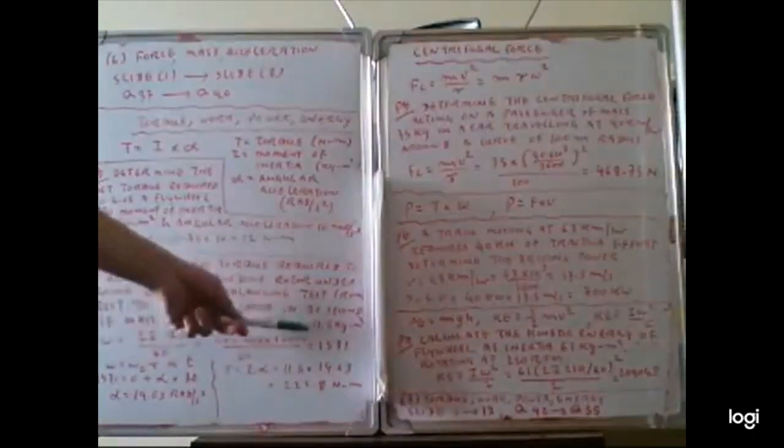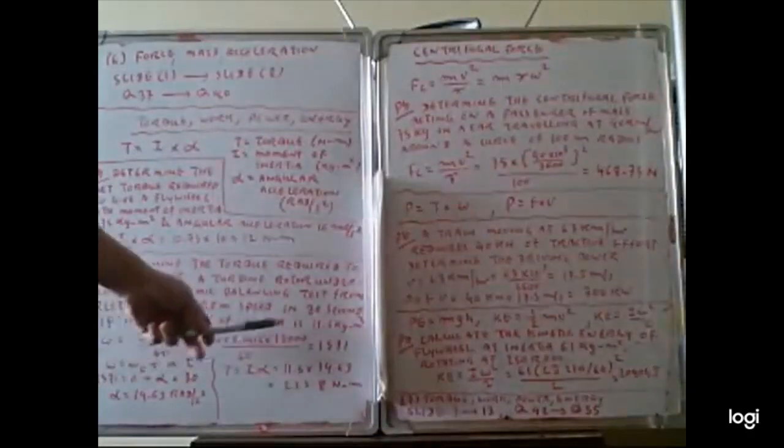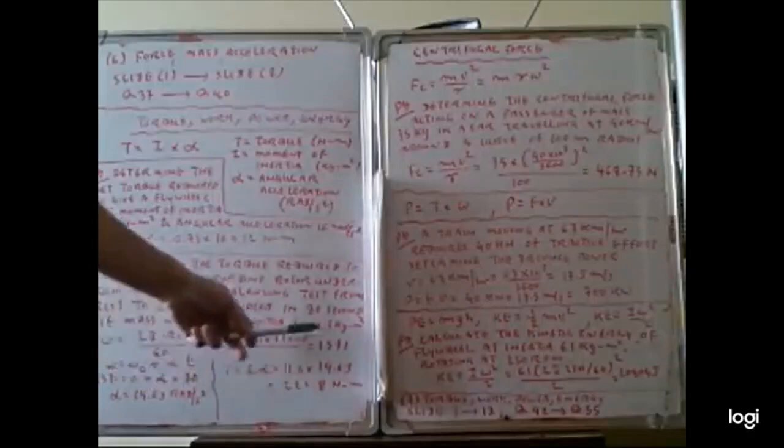Another problem: determine the torque required to accelerate a turbine rotor undergoing a balancing test from rest to 15,000 RPM speed in 80 seconds. The mass moment of inertia is 11.5 kilogram meter square. Firstly, you have to calculate omega, the angular velocity. The formula is 2 pi times RPM divided by 60. So 2 multiplied by 3.1416 multiplied by 15,000 divided by 60 gives 1571 radian per second.